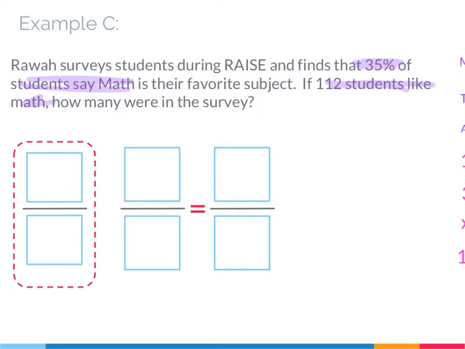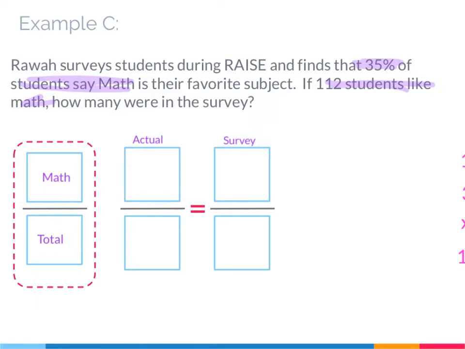So we're going to be looking at the number of students that like math versus the total number of students in this survey. So now that we know we're going to be comparing math and the total, we need to set up our 2 sides of our proportion. So the 2 things that we're going to be comparing are the actual number of students and the percentage of those students in a survey. So we're going to set up one side as the actual number of students and on the other side the percentage of survey. So now let's fill in what we know.